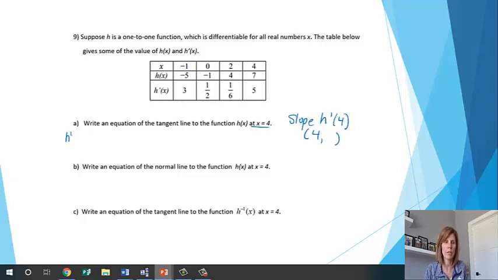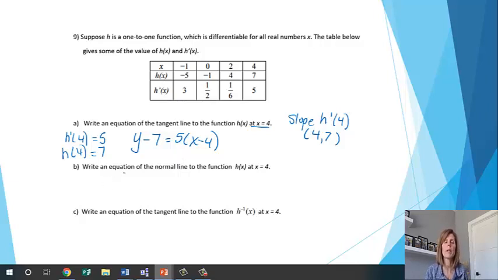So the first thing is to find h prime of 4, which we can simply find on the chart at x equals 4. H prime is equal to 5. And then the point 4, that's basically just asking us for h of 4. So we look at the x value of 4, and the h value is equal to 7. So we have just found that the point is (4, 7). And now all we need to do is write the equation of the tangent line, which will be y minus the y value is equal to the slope times x minus the x value. And that was really all they were asking us to do in that one.